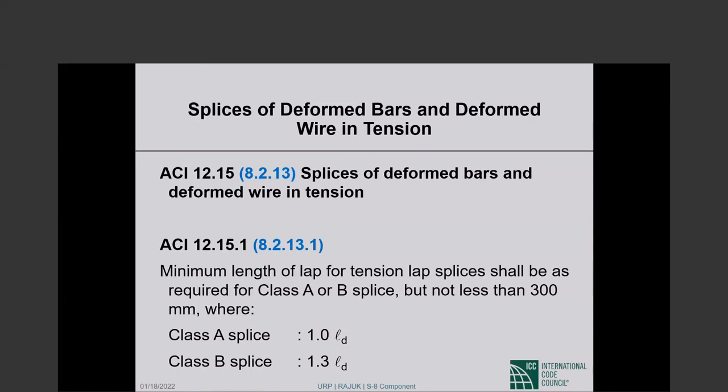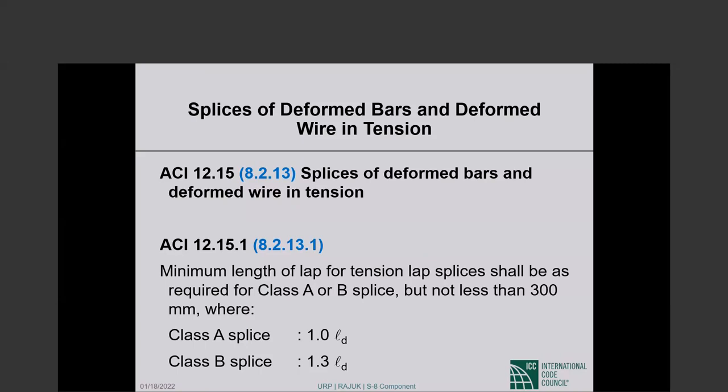Lap splices. The minimum length of lap for tension lap splices shall be as required for class A or B splice. There are class A and class B lap splices, but not less than 300 millimeters. So lap splice length cannot be any less than 12 inches.